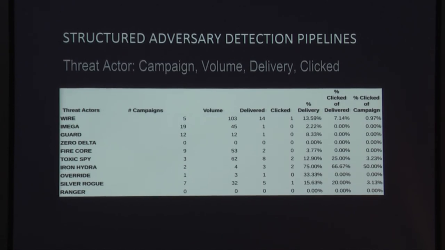Just handing this data to the SOC or DFIR or one of those people, they'll be like, oh, that's great. What do I focus on? It just looks like a bunch of lines and numbers. What should I care about? What should I not care about? So here's something that you can do for your email campaigns. You can look at the campaign volume. And this is tracking individual threats over time. The volume, the delivery, and then also the clicked.